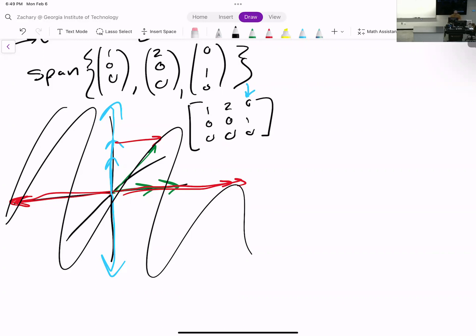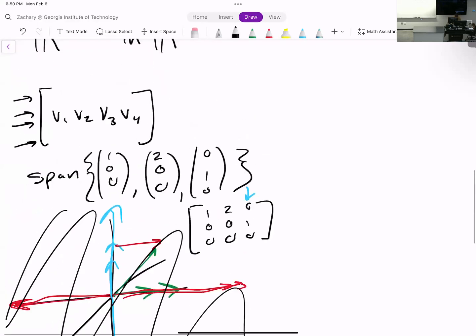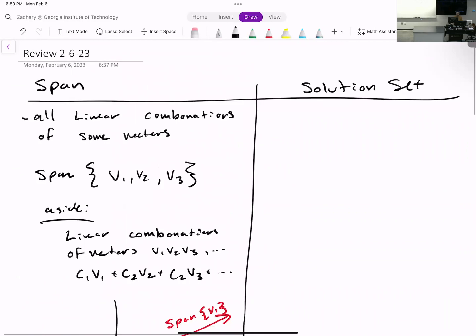Do we have any questions on any of that? For this example, this is a plane in R3 because there's 2 pivots and we have 3 rows. Okay. So now we back up a little bit. Any other questions on big picture span stuff?